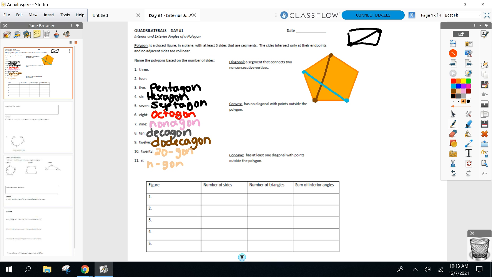What's concave? A diagonal can be drawn on the outside. So what's that going to look like? Anybody ever seen the little arrows here? That's a concave polygon. People are like, that's not even anything. What's that called? 1, 2, 3, 4, 5, 6, 7. This is a septagon right here. It's got seven sides. Why is it concave? Do you see a diagonal you could draw on the outside?